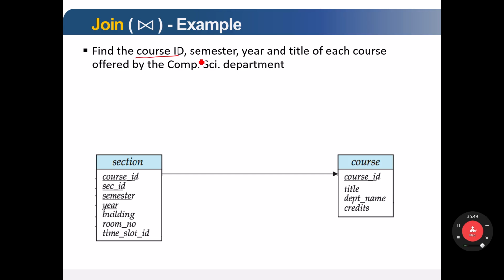We want to find the course ID. Semester. Oh, semester is missing in course. Semester is in the section table. Year is also in the section table. Title of the course. Title is in the course table. And we have a filter condition. We only care about computer science courses, so department name should be checked. So some information exists in section, some information exists in course.